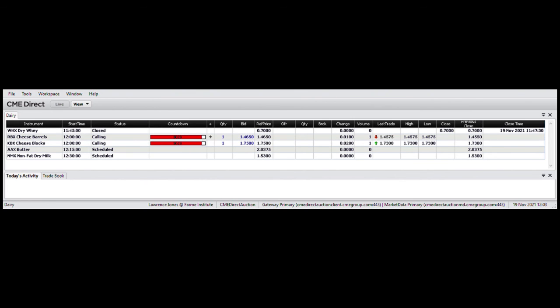barrels and 2 trades of blocks, and then we'll go into what's called a final call, and then if there is still activity, they'll go into an extended call, and then at the hard close at 10 minutes.